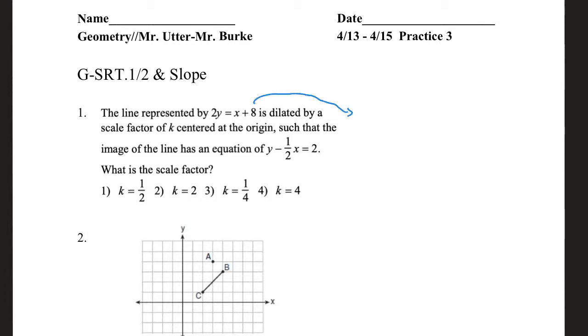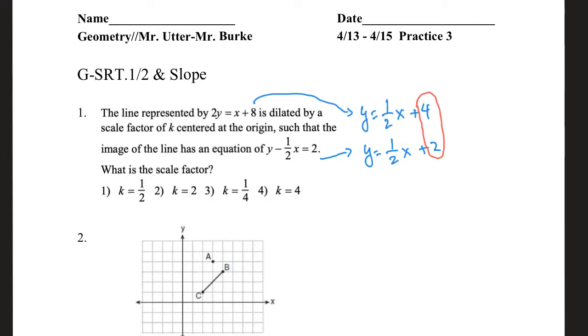The first one, all I got to do is divide by 2 on both sides. That'll give me y equals 1/2 x, and then plus 4. And then this equation, all I got to do is add the 1/2 x to both sides, and then I get 1/2 x plus 2. All right, from here, the easiest way to find the scale factor is just to look at the y-intercepts, which here are 4 and 2, because this is just a dilation of a point on the y-axis.